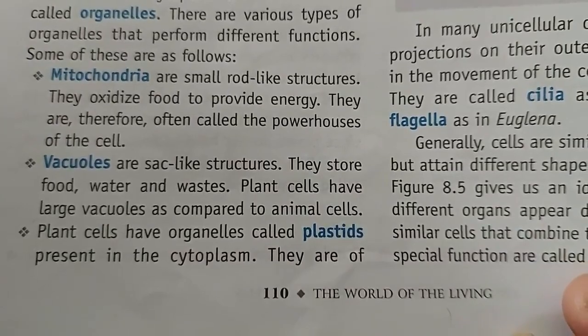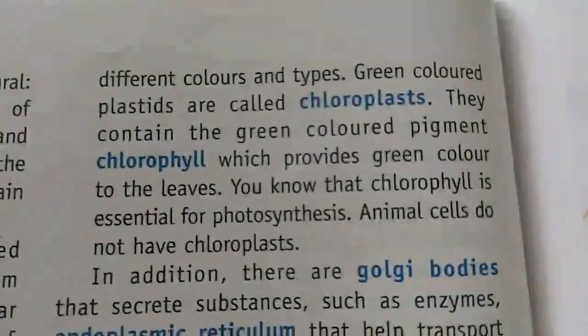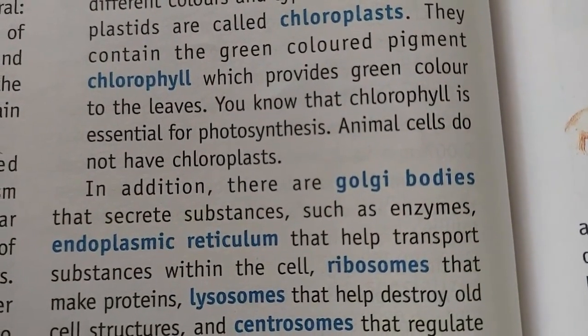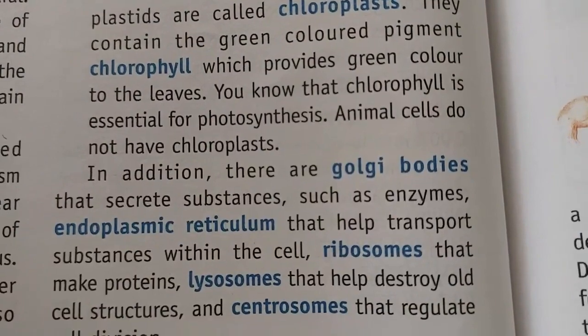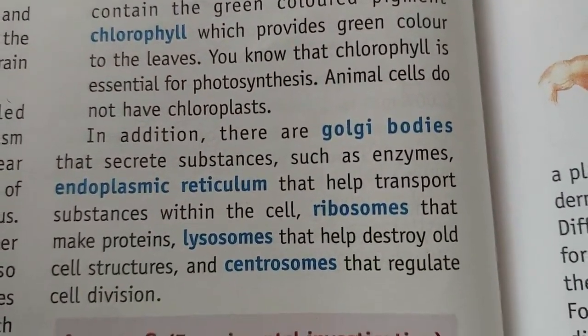Plant cells have organelles called plastids present in the cytoplasm. They are of different colors and types. Green colored plastids are chloroplasts. They contain the green colored pigment chlorophyll, which provides green color to the leaves. You know that chlorophyll is essential for photosynthesis. Animal cells do not have chloroplasts.